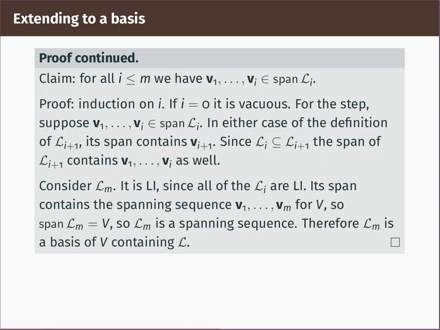So to do this, what we will do is show that for all i less than or equal to m, we have that each of the things v_1 up to v_i is in the span of L_i. And again, we'll do this by induction. And again, it's clear for i equals 0. For i equals 0, there's nothing to say. So it's not claiming anything at all. So it's definitely true. For the inductive step, let's suppose that v_1 up to v_i are all elements of the span of L_i.